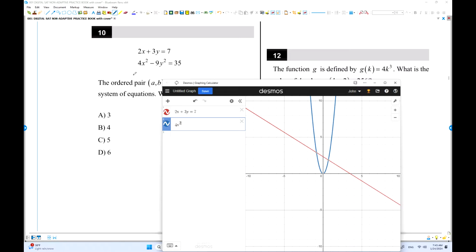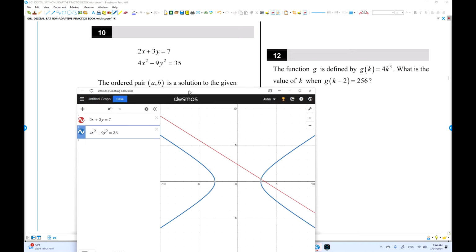4x squared minus 9y squared equals 35. That is not a circle. Oh, this is a minus. This is a hyperbola. Okay, hyperbola. This is not plus. That is a hyperbola over here.